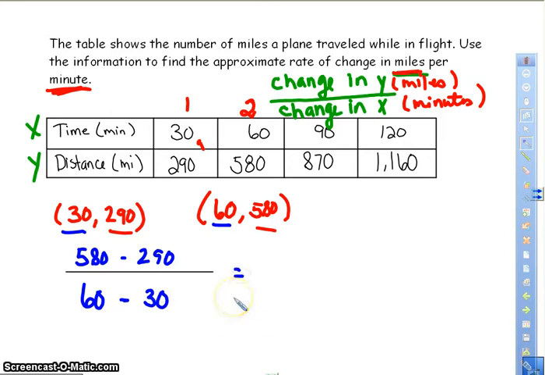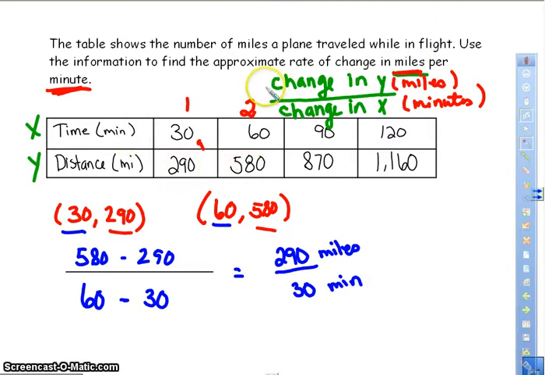Once again, you can use your calculator if you need to. So 580 minus 290 is 290. 60 minus 30 is 30. So that means you're going 290 miles per 30 minutes, because the y is the miles and the x is the minutes.